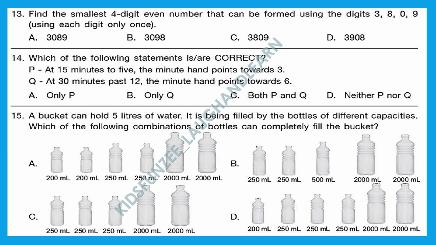Question 13. Find the smallest 4-digit even number that can be formed using the digits 3809, using each digit only once. So in these kind of questions, what do we do generally? We will put it in the ascending order and then we will eventually get the smallest number. Let's find the smallest number here. It is 0. But we cannot put 0 at first place.